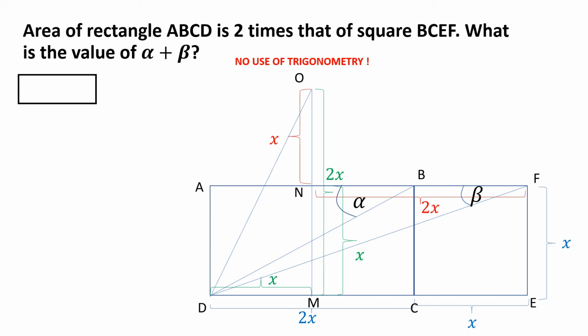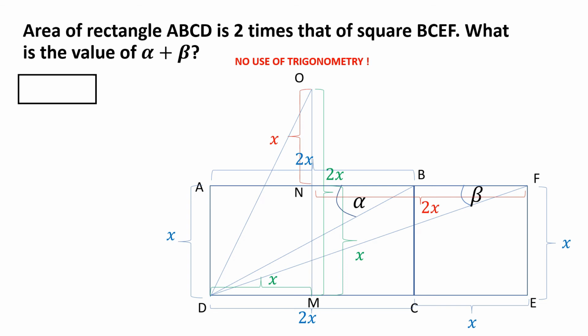DOM and ABD. Now, in triangle ABD, the length of AD is equal to x, right? What about the length of AB? Well, it's the same as DC, because AB and DC are opposite sides of a rectangle. So the length of AB will be 2 times x.